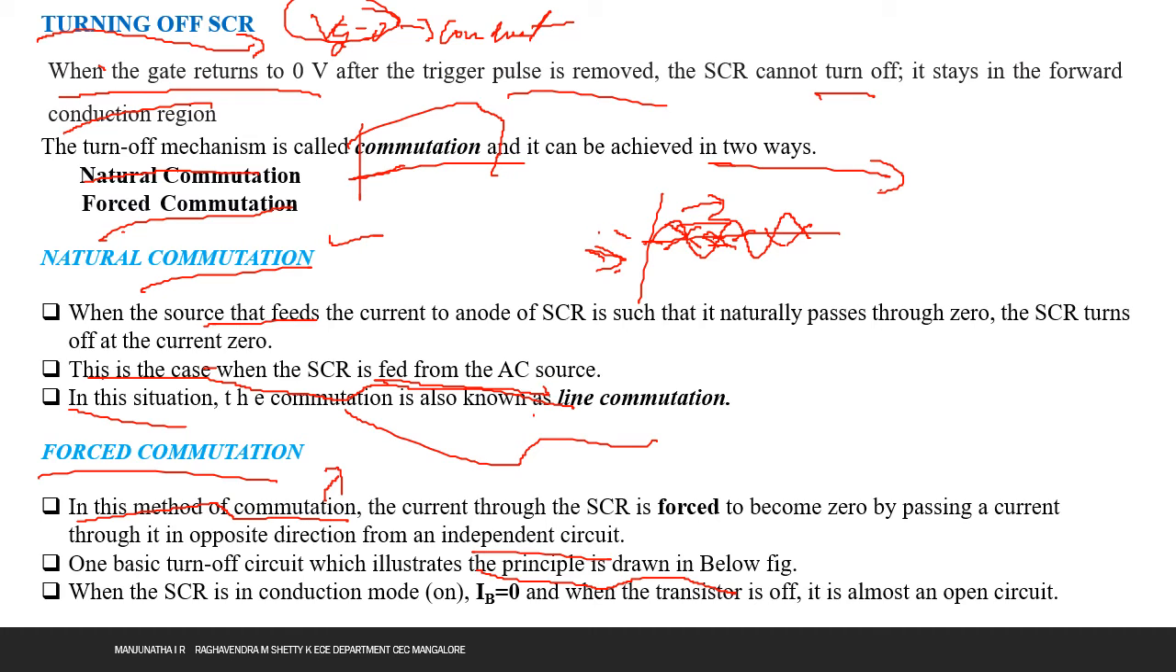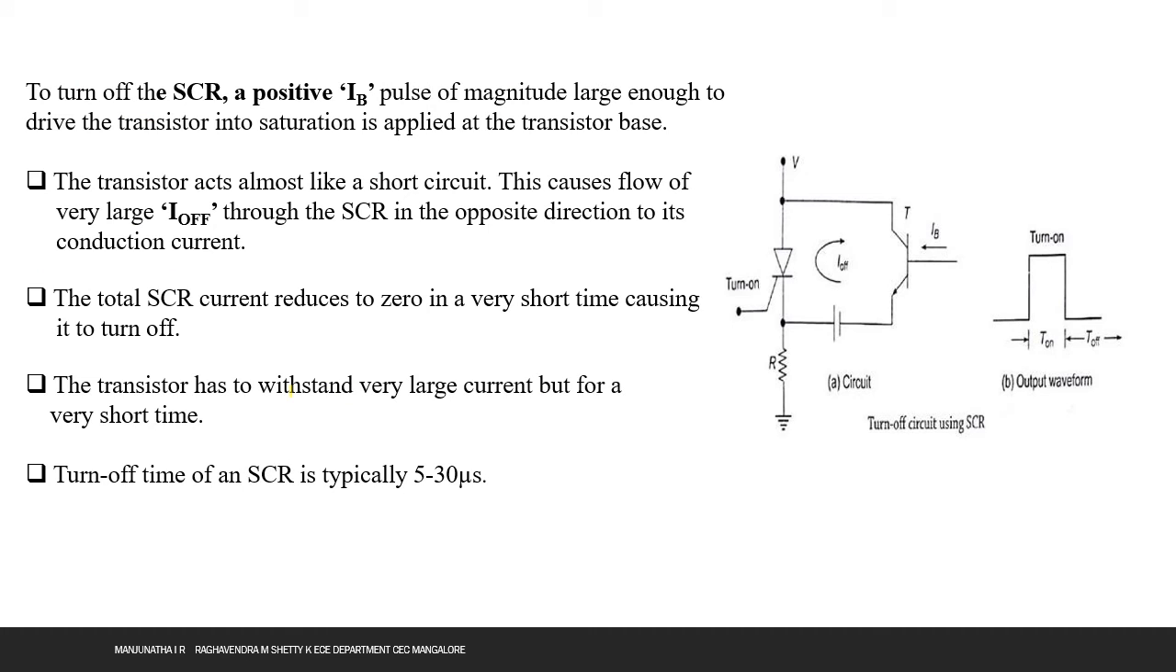When the SCR is in conduction mode, or on, IB is equal to 0, and when the transistor is off, it is almost an open circuit. So this is all about how we can turn on the SCR, by putting it in conduction mode. To turn off the SCR, a positive IB pulse of magnitude large enough to drive the transistor into saturation is applied to the transistor base.